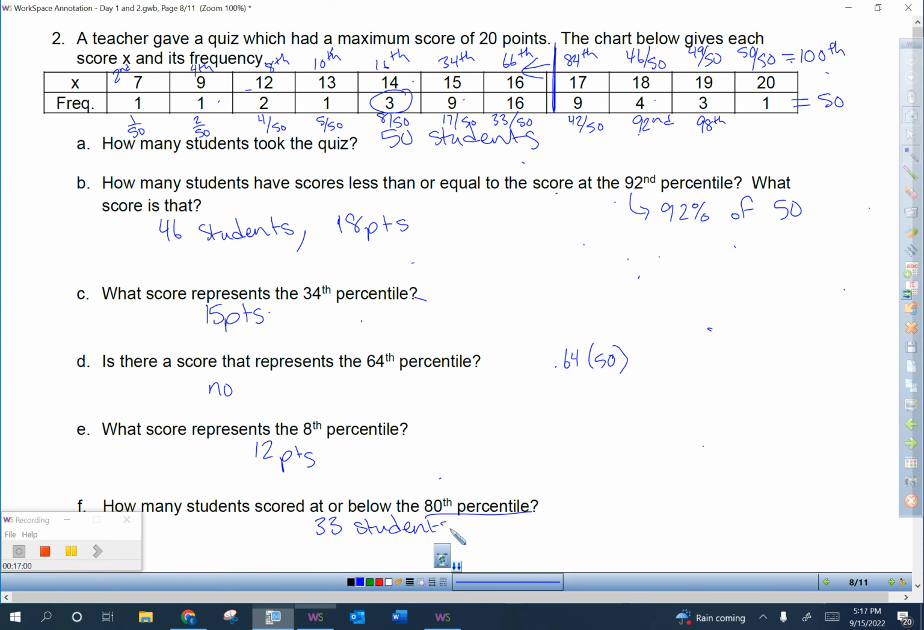Okay. This is the only way you can calculate something like this, because if you use the 80% times the total, it will not give you that 33 students that you actually need to show up because there was such a big gap that was popping up in our table.